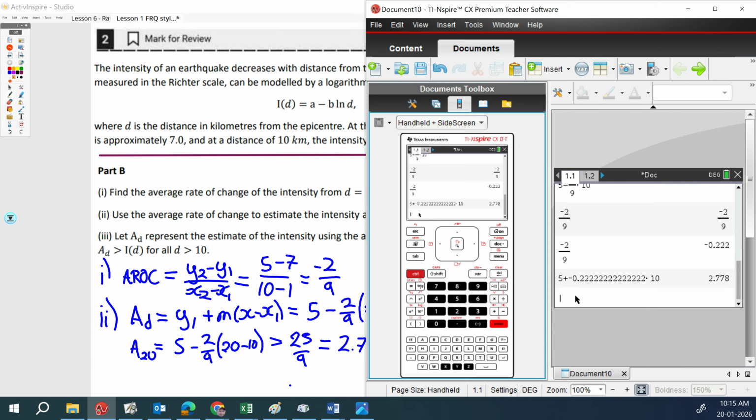So you're making a rounding error if you write down on your calculator minus 0.222. So use the exact value, minus 2 over 9, or go up and copy the value down.